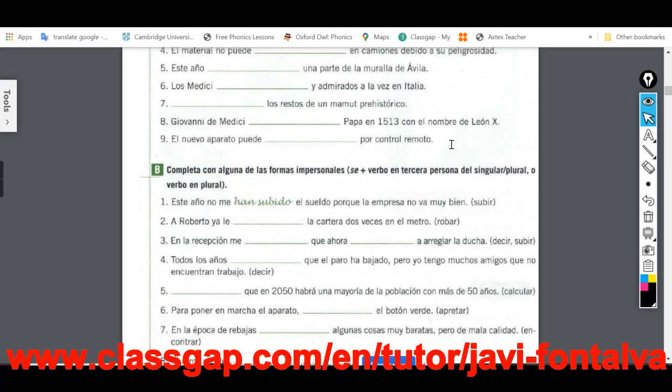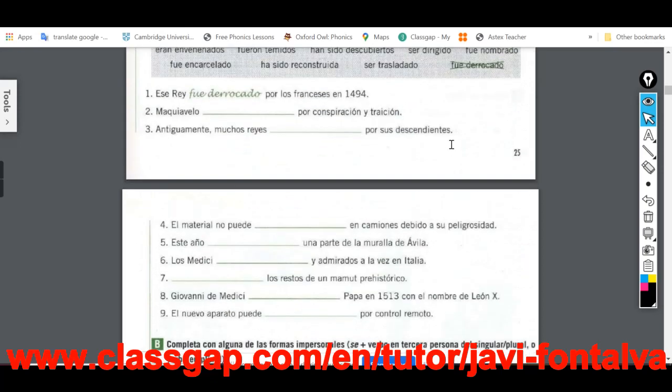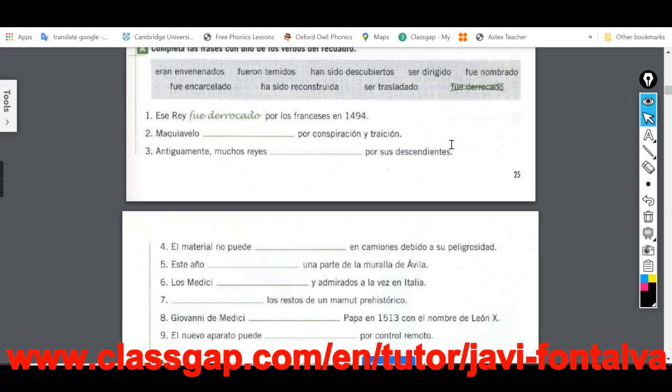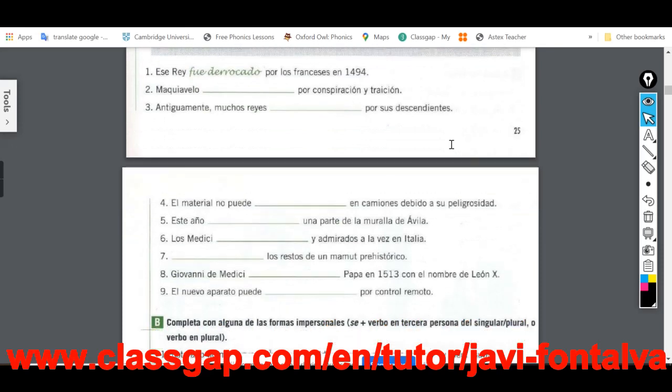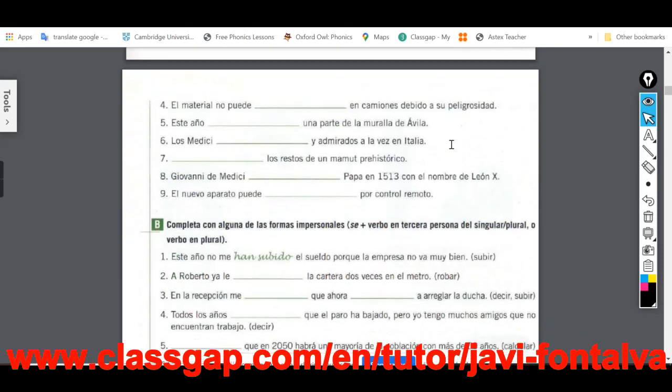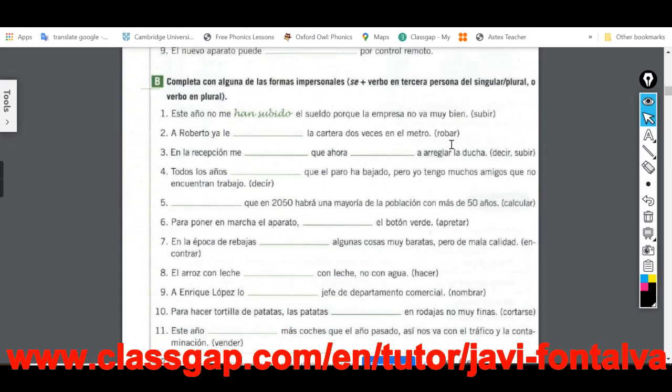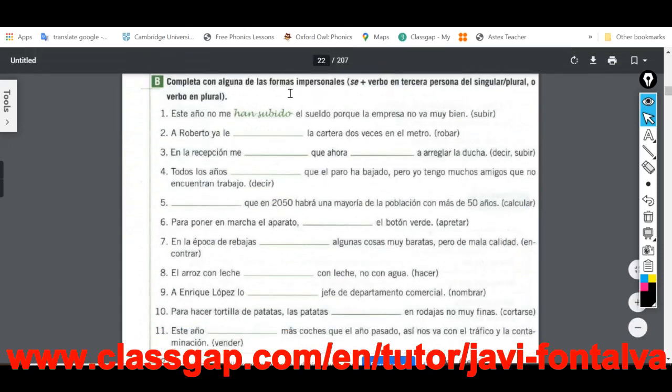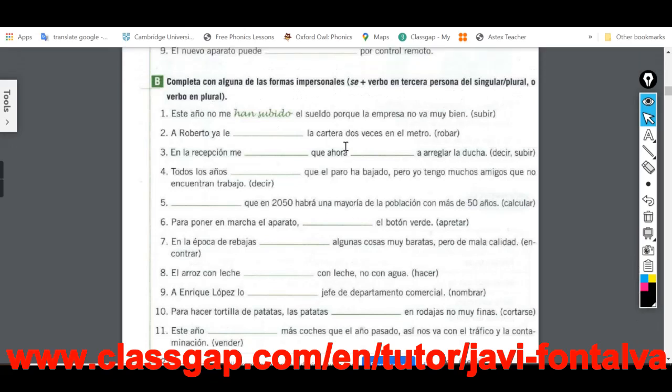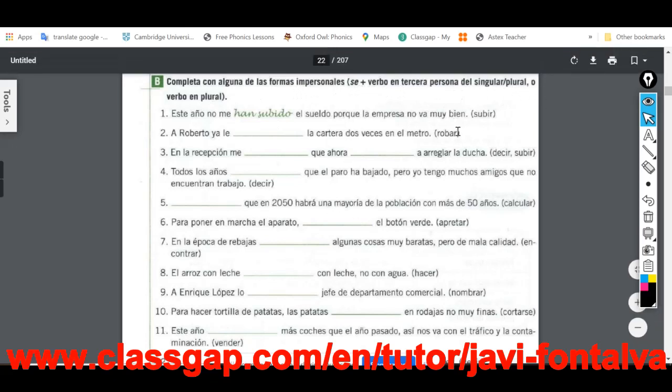Anyway, this kind of construction, as you can see, is more of a written style. Usually this construction, like trasladado, ha sido construida, is more of a written Spanish thing. It's very formal. People usually don't speak like that. Han sido. Completo alguna de las formas impersonales, se más verbo, o verbo plural. So here you need to use either se or the plural.